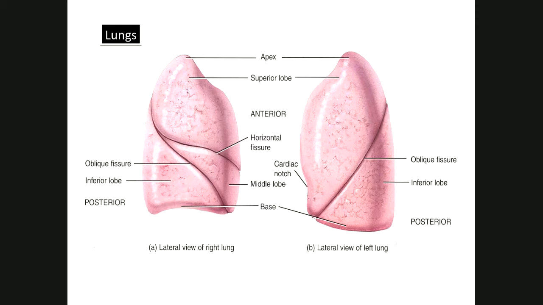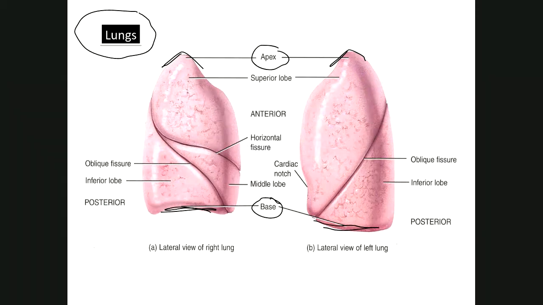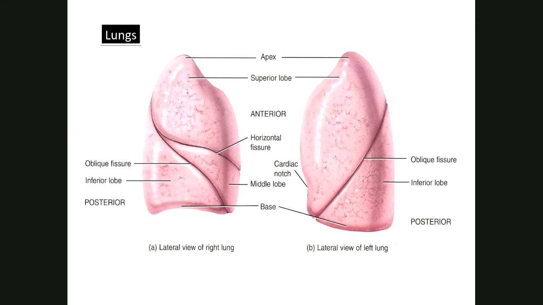Now we're inside the lungs. Let's look at the lungs. First of all, if you look at the lungs, they're pointy at the top. That's called the apex. And they're flat at the bottom. And that's called the base. The two lungs are not the same size. The right lung is bigger and the left lung is smaller.